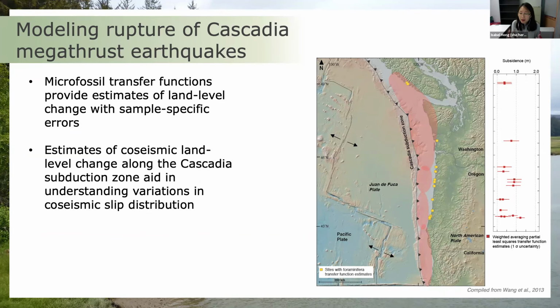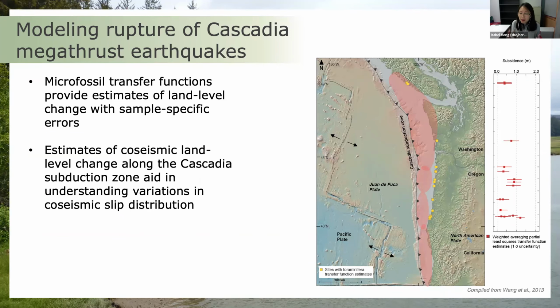And so that led to wanting to develop a diatom transfer function that I could apply to the Cascadia subduction zone to provide estimates of not only the 1700 earthquake, but from older earthquakes, to really see what that variability can look like. And so how do diatoms really play a role in all of this? I wanted to talk a little bit about how diatoms can play a role in the tectonic setting that we're seeing in the Cascadia subduction zone.